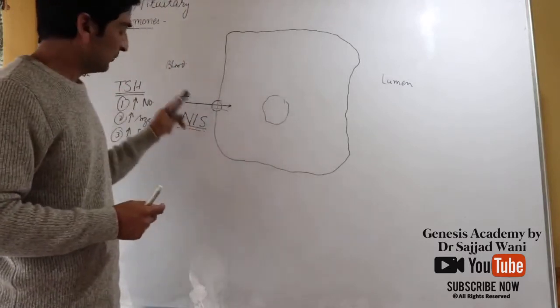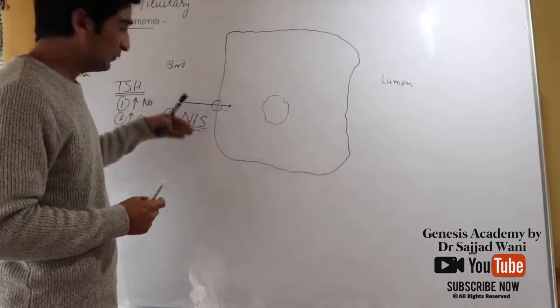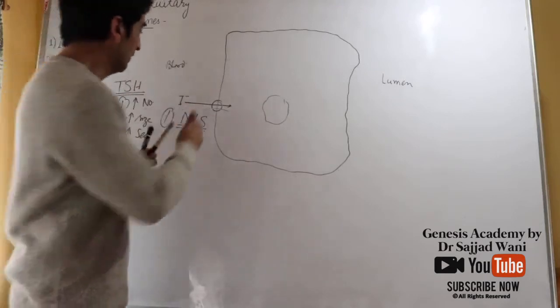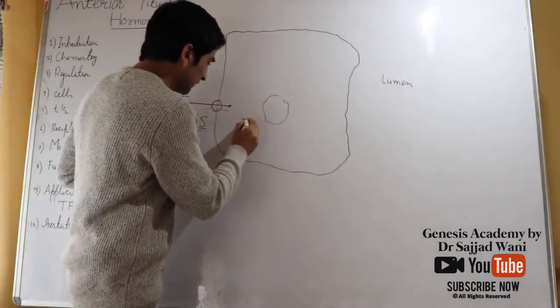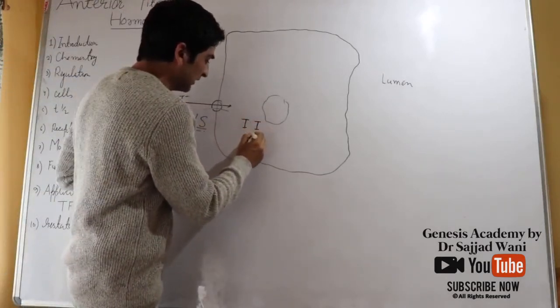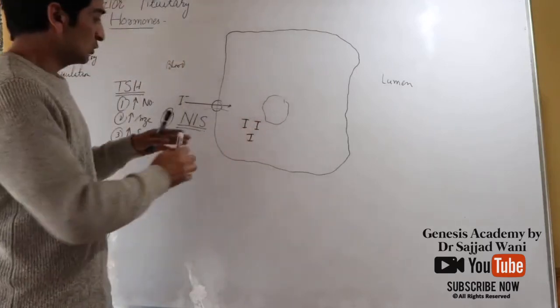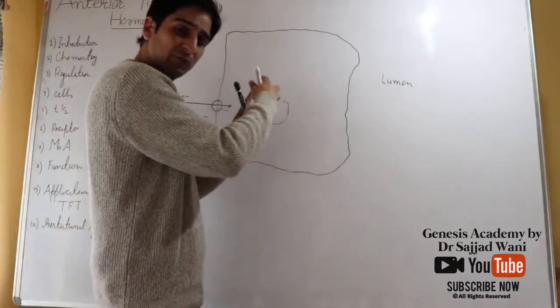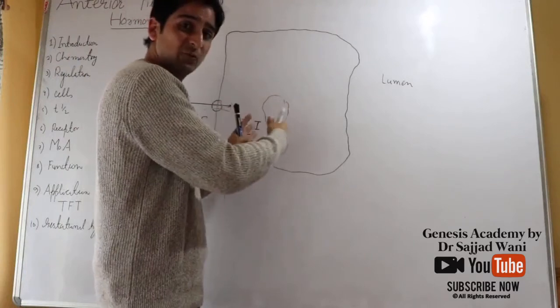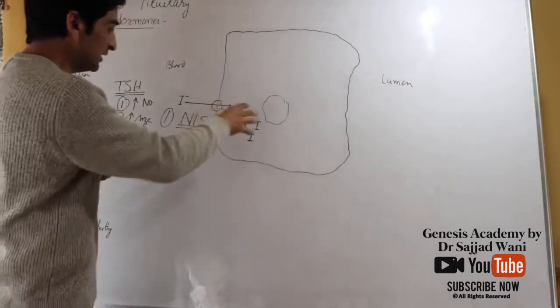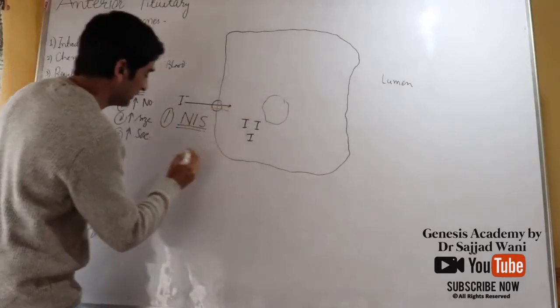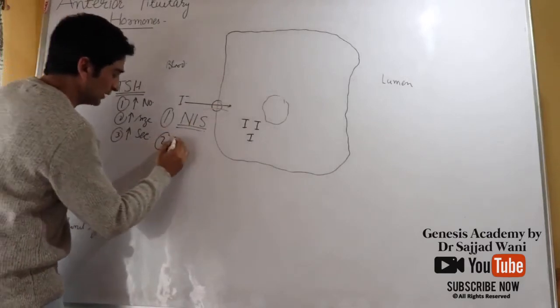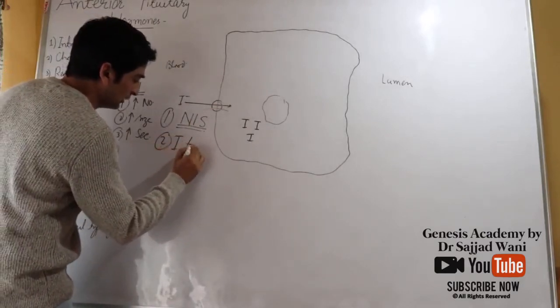So this sodium iodine symporter is influenced by the thyroid stimulating hormone. So the concentration of iodine is increased in the follicular cell. The iodine is finally trapped in the follicular cells for its utilization for the formation of thyroid hormones, and this process is known as iodine trapping. So this hormone has a role in iodine trapping.